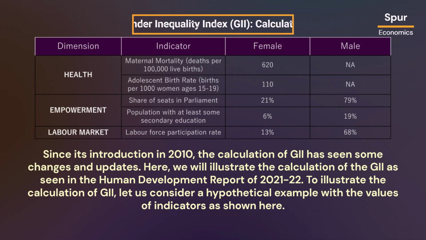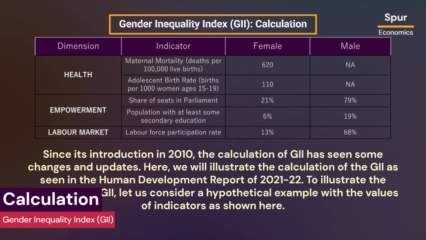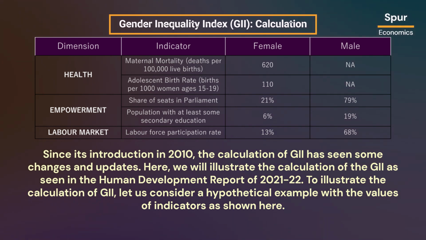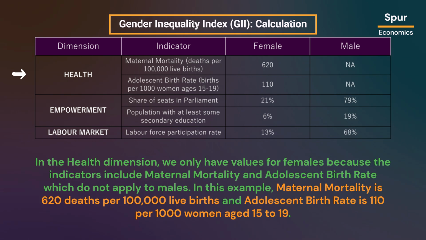Since its introduction in 2010, the calculation of GII has seen some changes and updates. Here, we will illustrate the calculation of the GII as seen in the Human Development Report of 2021-22. To illustrate the calculation of GII, let us consider a hypothetical example with the values of indicators as shown here. In the health dimension, we only have values for females because the indicators include maternal mortality and adolescent birth rate, which do not apply to males.